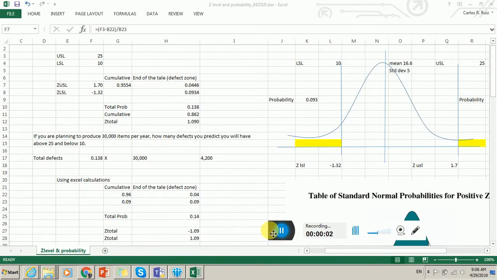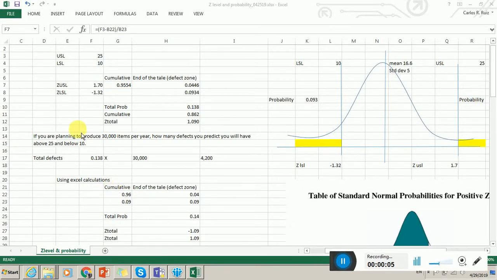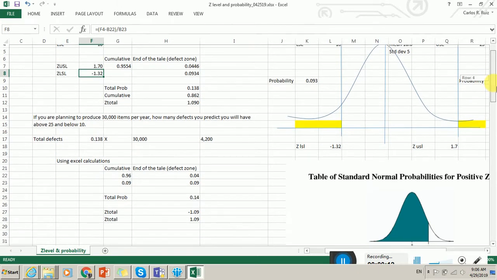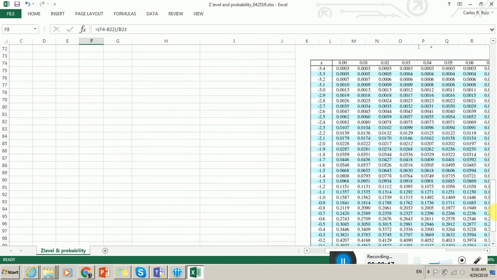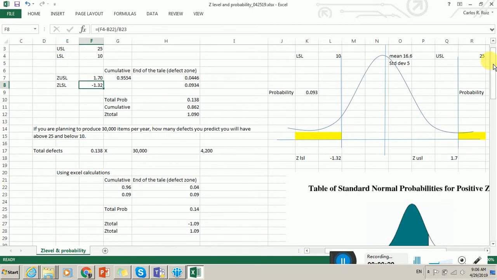Okay, so I left off when I was talking about this minus 1.32. If I want to calculate that, I go to the z table of negative numbers and look up minus 1.32, and the probability linked to that is 0.0934. So that is the probability of this yellow area of the lower spec limit.